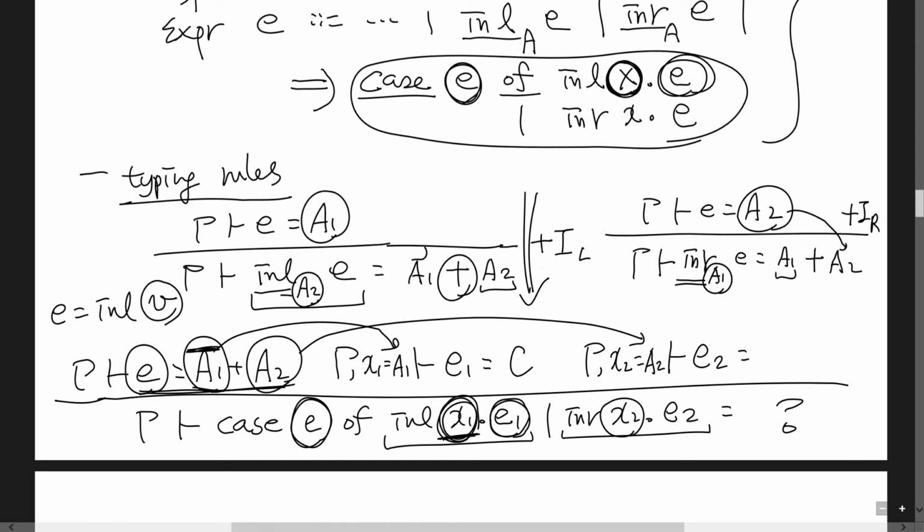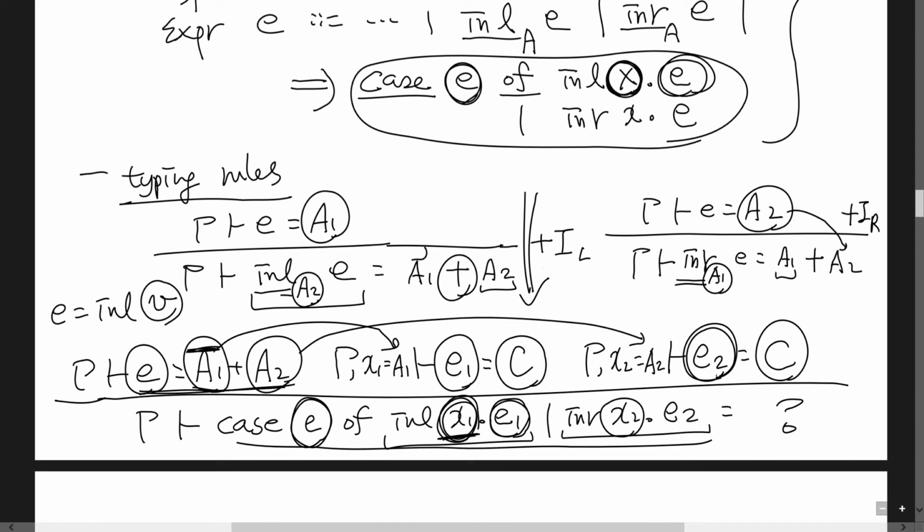Now, we actually have to calculate the same type C from expression E2. From expression E1, we obtain type C, and from expression E2, we should obtain the same type C. Otherwise, this case analysis doesn't make sense, because we cannot tell in advance what is going to be the type of the final result, simply because in general, we don't know which branch will be taken at runtime.